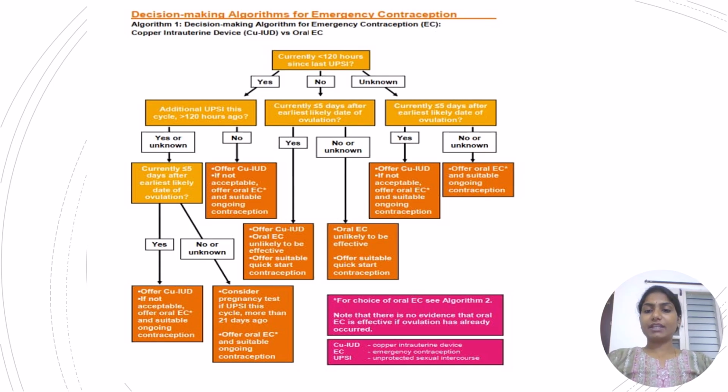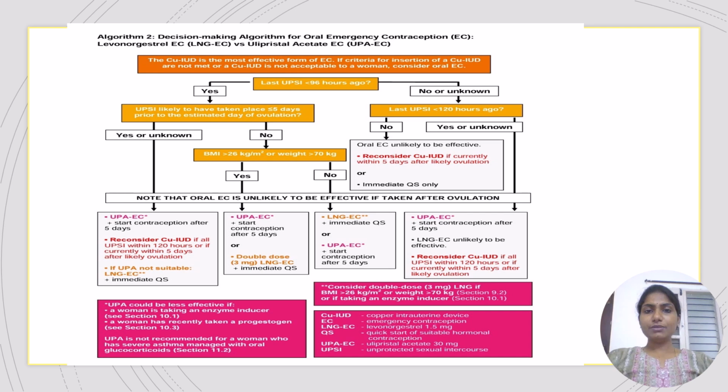If no, then we can offer oral emergency contraception and a suitable ongoing contraception. But we do not know whether it will work. When coming to emergency contraception, Copper-T is the most effective, as I already told. But if the criteria to insert Copper-T is not met, or if it is not acceptable to the woman, at that time we have to consider oral methods.